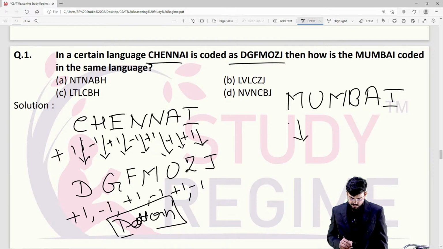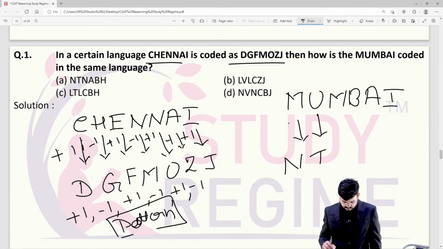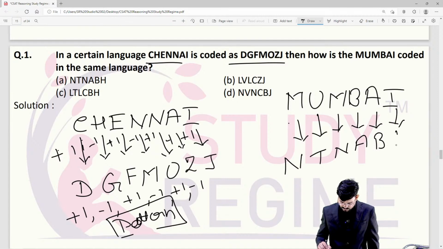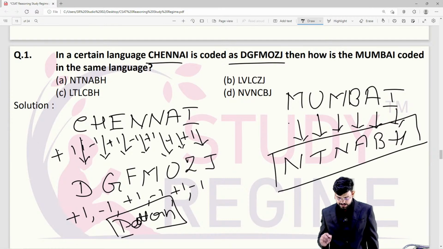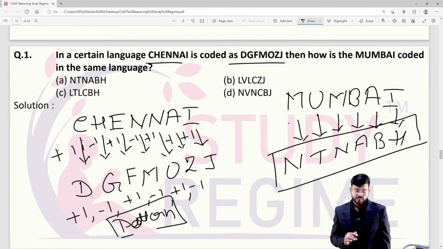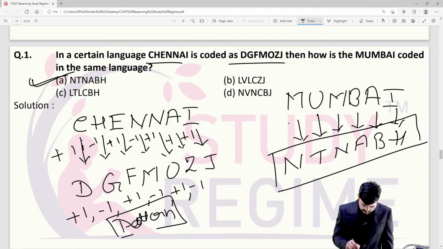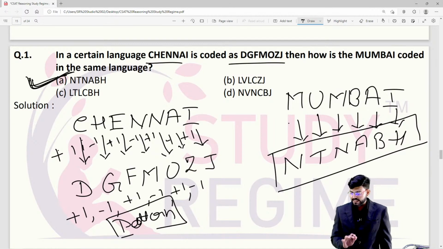Start with plus 1, you will get N, minus 1, you will get T, again plus 1, you will get N, then minus 1, you will get A, you will add 1, subtract 1, you will get this. N, T, N, A, B, H. Your option will become what? The first one. N, T, N, A, B, H.